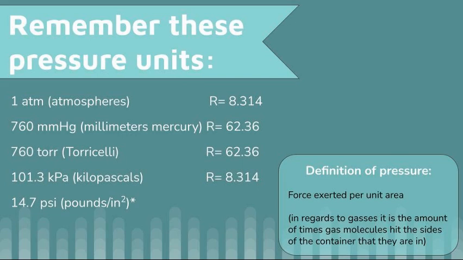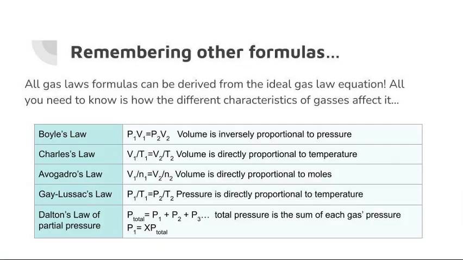The first is atmospheres, then millimeters mercury, then torrs, then kilopascals, and lastly, pounds per square inch. This last one is rarely used, so I didn't include the R value, but all of the above measurements of pressure are the pressure of 1 atmosphere. So it's also important to know the definition of pressure, which is force exerted per unit area. So in regards to gases, it's the amount of times gas molecules hit the sides of the container that they are in.